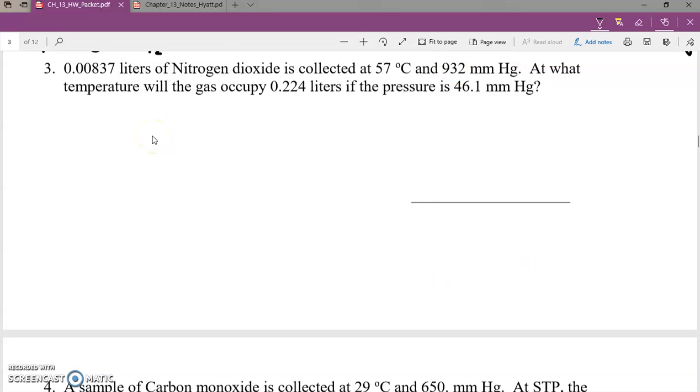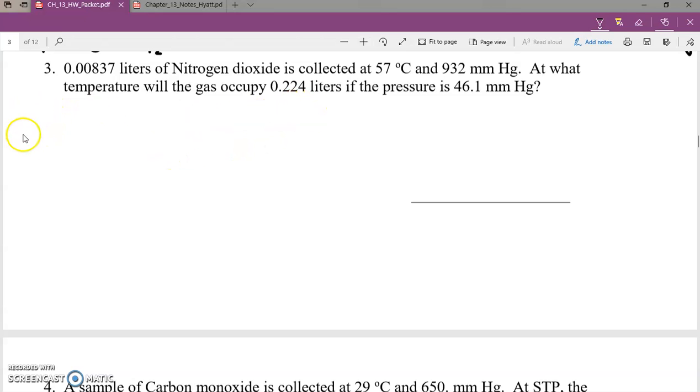Number 3. Now 3 is giving us all the values directly at once, which is very nice. It says 0.00837 liters of nitrogen dioxide is collected at 57 degrees Celsius and 932 millimeters of mercury. At what temperature will the gas occupy 0.224 liters if the pressure is 46.1 millimeters of mercury?